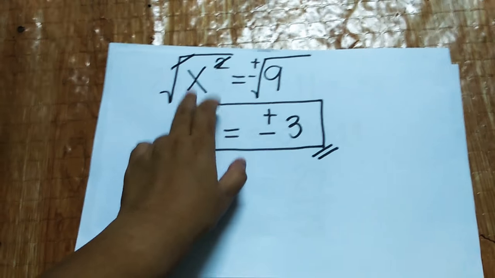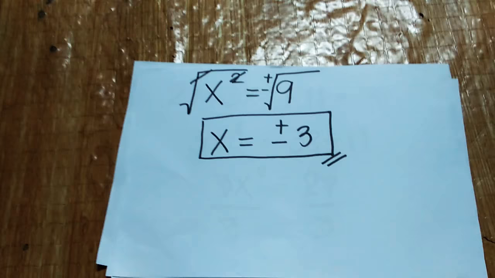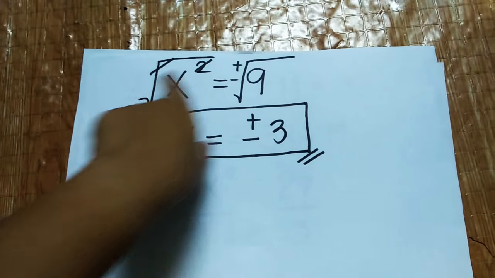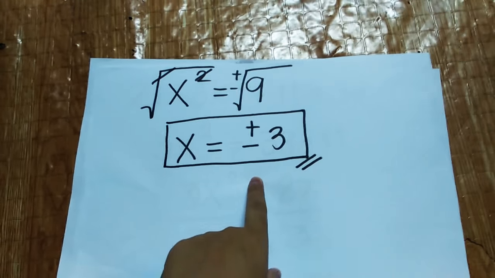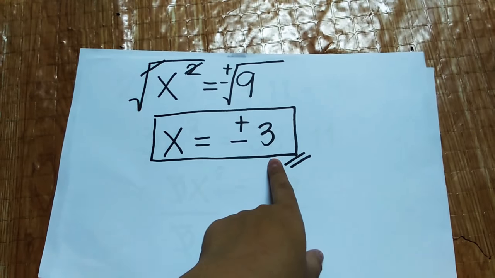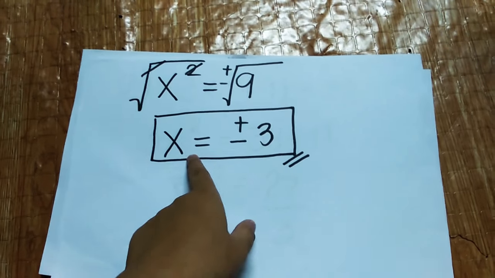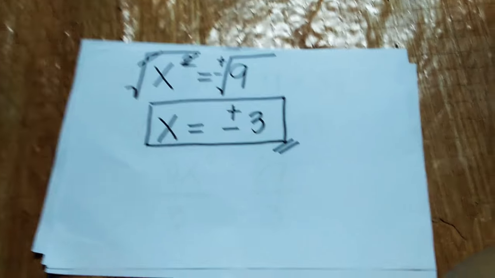Ngayon, dahil nag-iisa na lang si x squared dito, pwede na tayong mag-square root. Okay? So, i-square root na natin both side. Then, put positive, negative. So, square root of x squared is x. Then, square root of 9 is 3. So, x is equal to positive and negative 3. Okay?